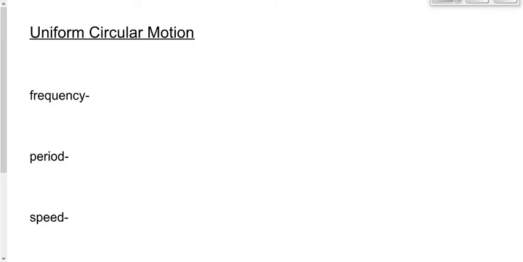Yesterday we started a new unit on uniform circular motion. And of course, what we mean by uniform circular motion is the motion of an object as it goes around a circle, but specifically the word uniform would mean constant speed, right? It's not speeding up or slowing down. So it's going around in a circle, but it's not speeding up, it's not slowing down.